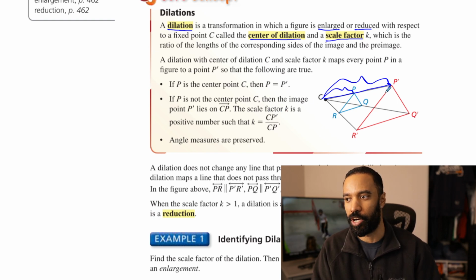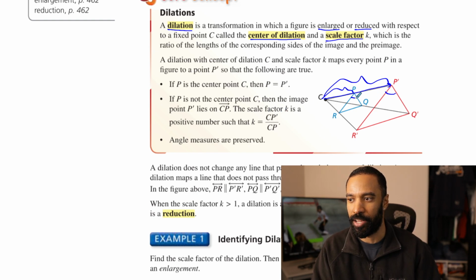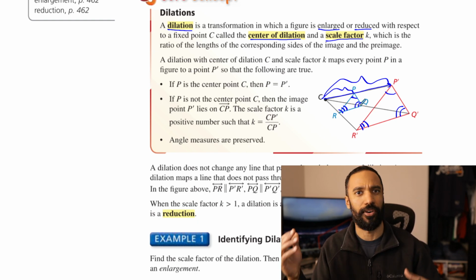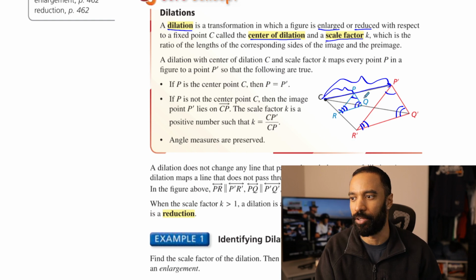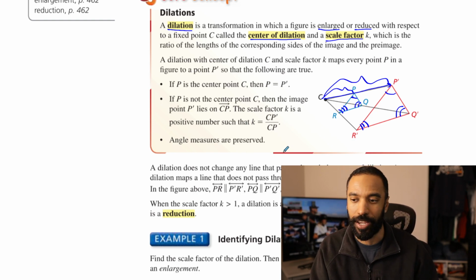Angle measures are preserved. Now, this is one of the bigger concepts of similarity, that this angle is the same as it is, even though it got bigger as an object. These angle measures are going to be the same here, and these angle measures are going to be the same there. So angle measures are preserved. A triangle still adds to 180 degrees. It's not like it suddenly becomes 360 or something. It's just a bigger triangle, and it's a similar triangle.